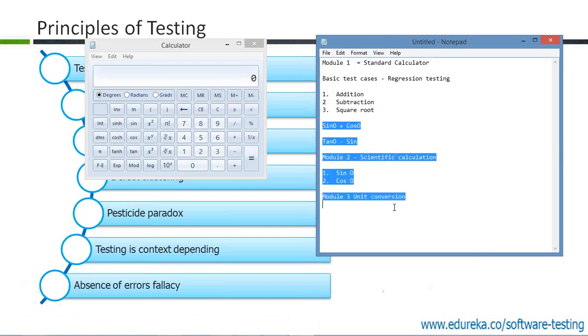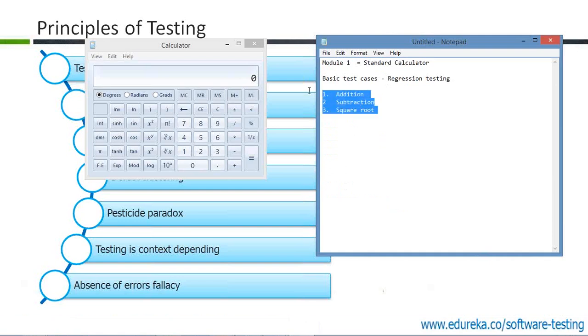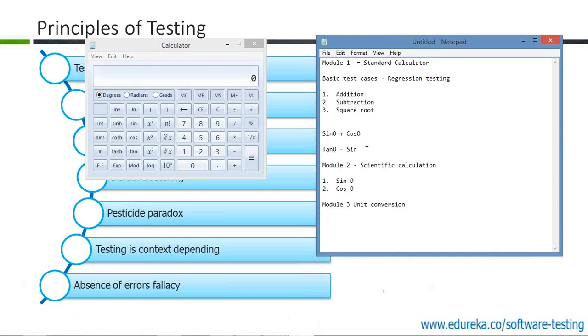Let me repeat again, perhaps if you have not understood. As long as we had the standard calculator, we had some basic functional test cases for addition, subtraction, and square root. Now since we have introduced the scientific calculation, I have written some basics on scientific calculation to find out what sine theta and cos theta are. Now since we have this second module, I'm trying to club the test cases to see that the functionalities are working together.